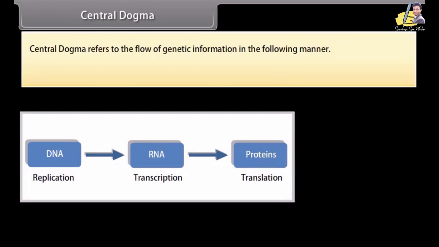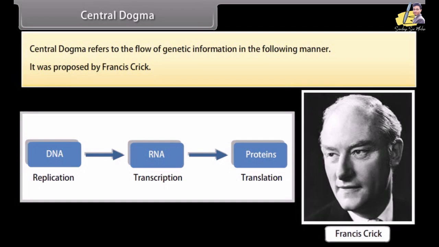Central dogma. Central dogma refers to the flow of genetic information in the following manner. It was proposed by Francis Crick.